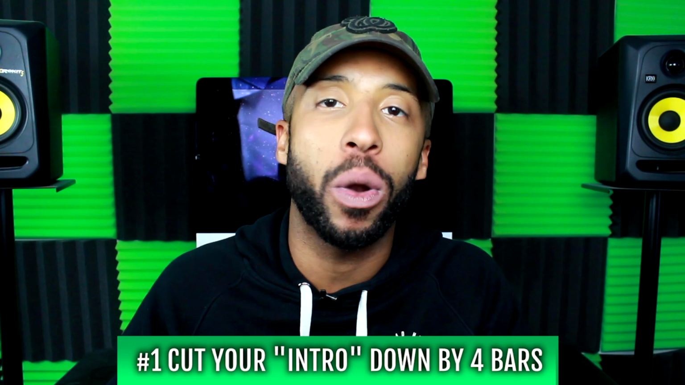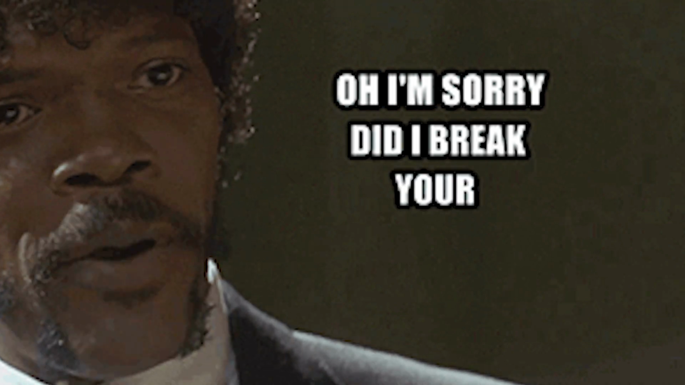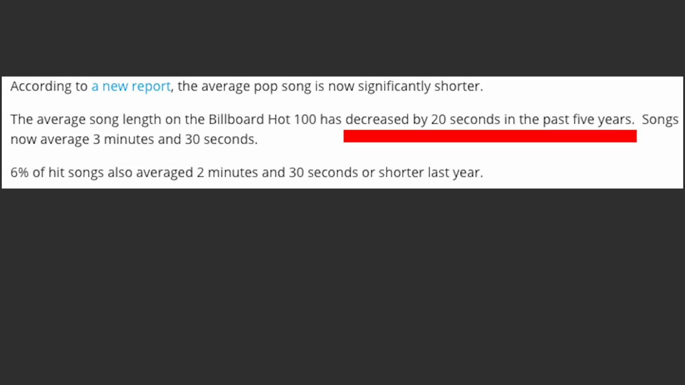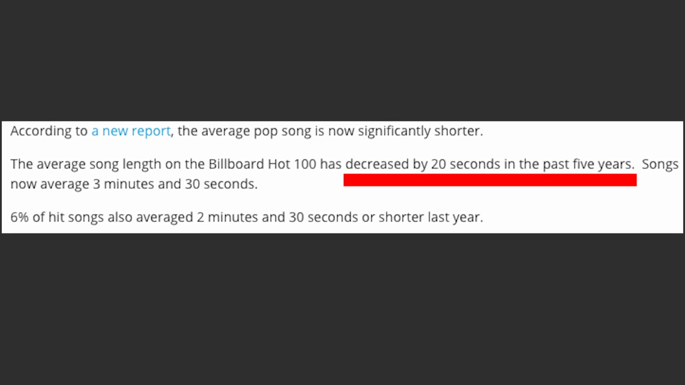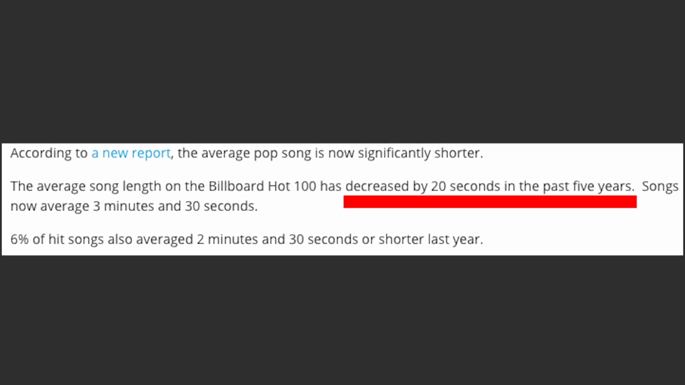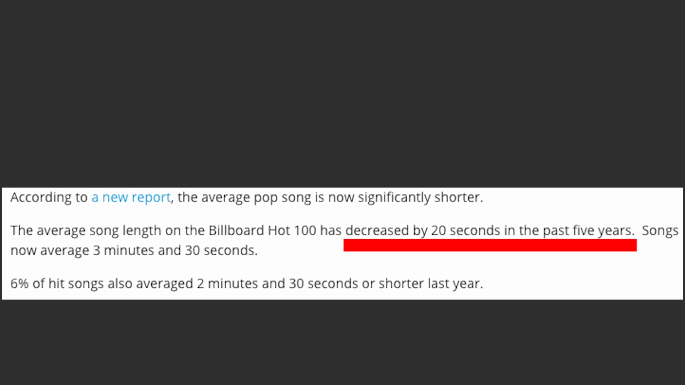Now, the first hip-hop songwriting technique to take your music from hit to skip in the 21st century is cut the intro by 4 bars. Due to the shortened attention span of the average fan over the last half decade, hip-hop fan attentions have been shortening. According to a report done by StatCrunch, the average song length of a song on the Billboard Hot 100 has decreased by a full 20 seconds over the past 5 years alone.